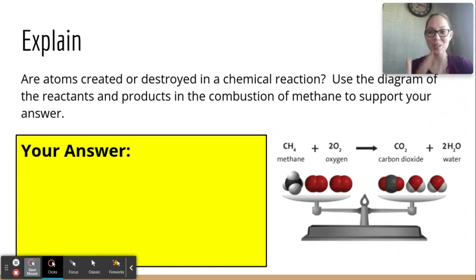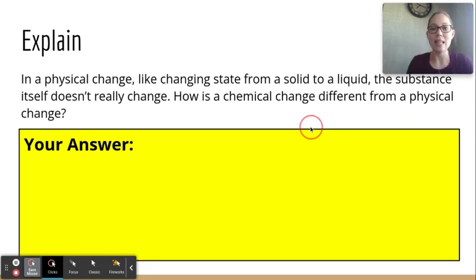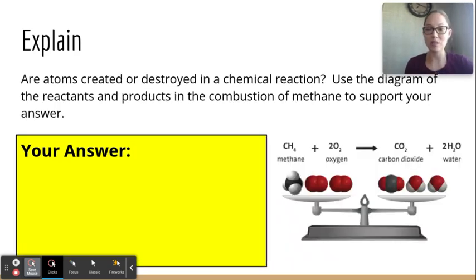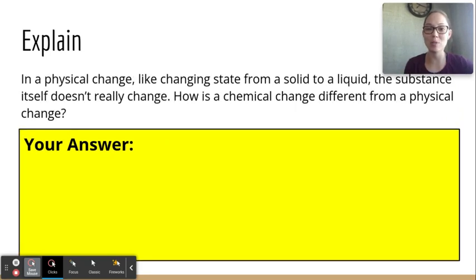All right, welcome back. So hopefully you guys explained that atoms are not created or destroyed, because however many atoms we had in the beginning, the types and the numbers remain the same after the chemical reaction. This is going to be important in chemistry.